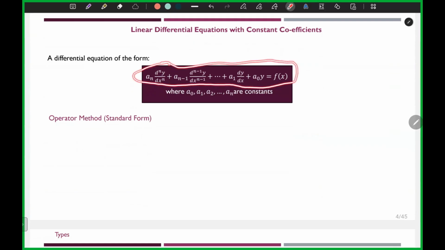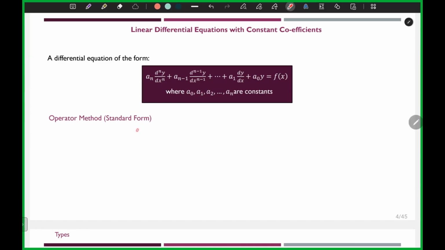So here we can see the nth order derivative term, that is d^n y over dx^n, is multiplied by some constant, then some constant multiplied by the lower order, that is d^(n-1) y over dx^(n-1). So all these a_i involved here are constants and a_n should be non-zero, for this differential equation to be of order n, otherwise we will reduce the order. We also write it in operator method or standard form.